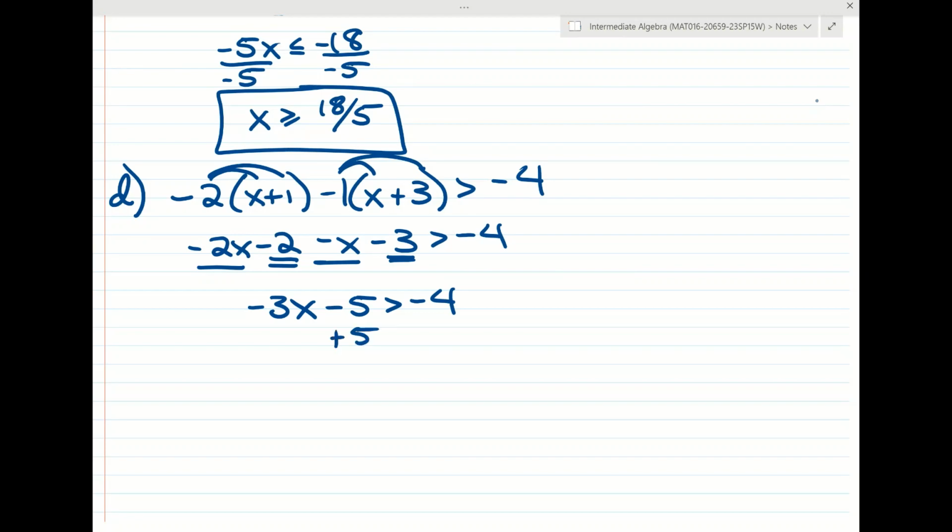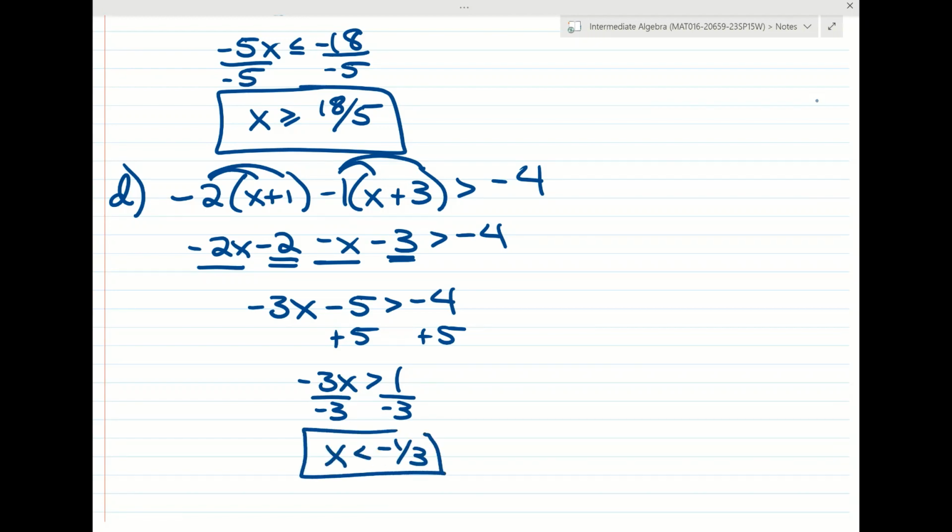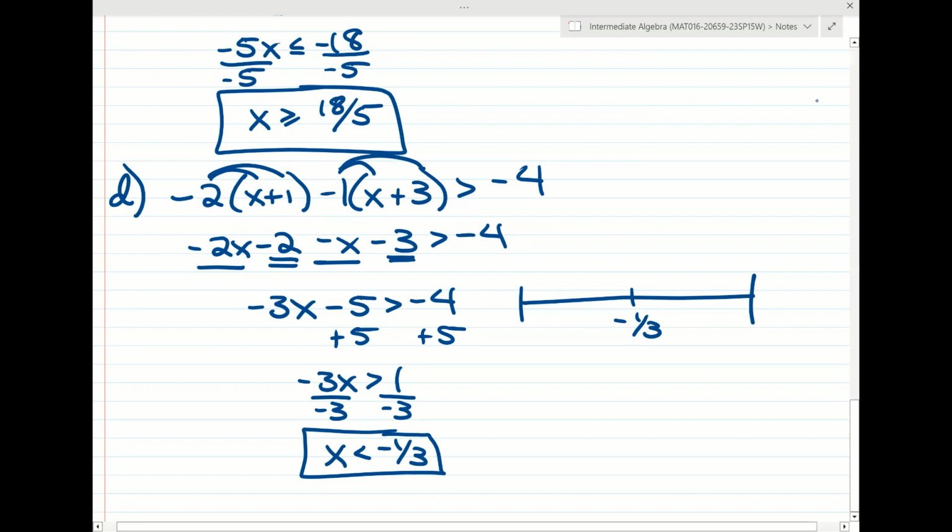Adding 5. And then dividing by a negative, we have to switch the inequality. So this would be our best answer. We're going to put an open circle on negative 1/3 and then graph to the left.